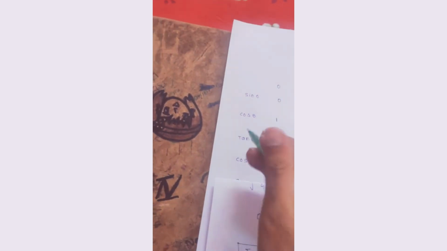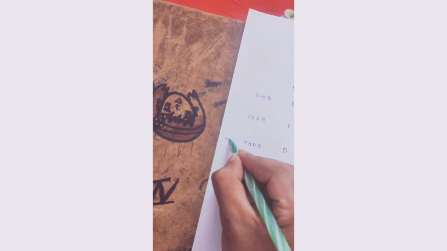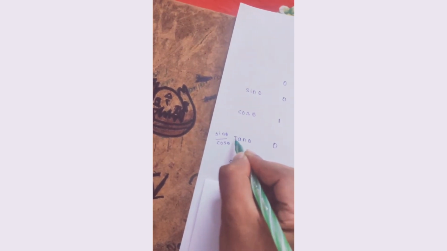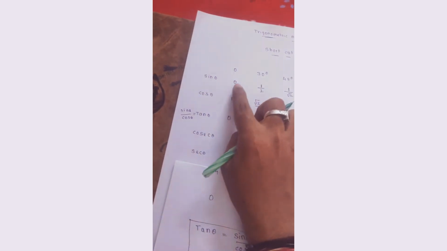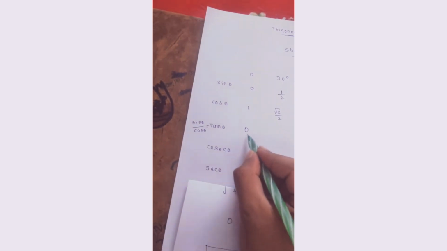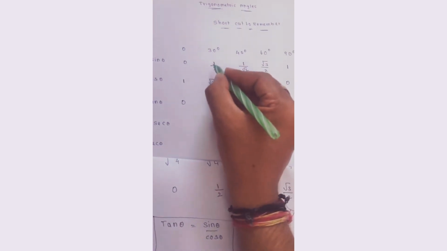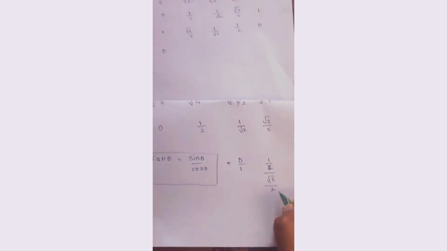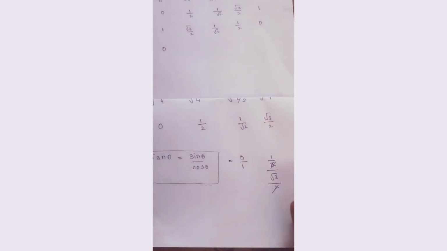Tan theta, here only I am writing for your easy purpose, sin theta by cos theta. So 0 by 1 is nothing but 0. So tan theta value is 0. Similarly 1 by 2 by root 3 by 2. The 2s are going to cancel, and the remaining terms are 1 by root 3.